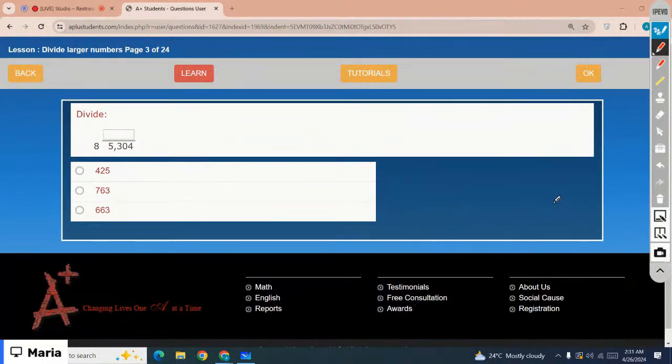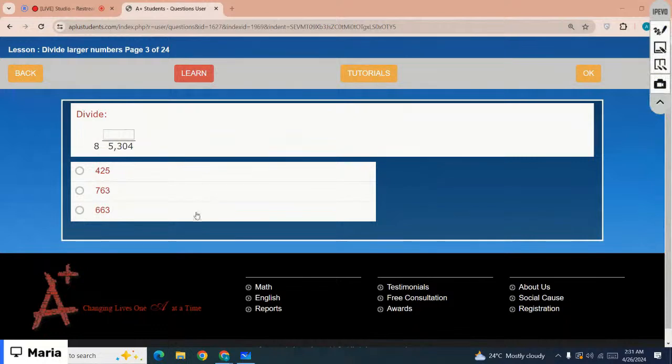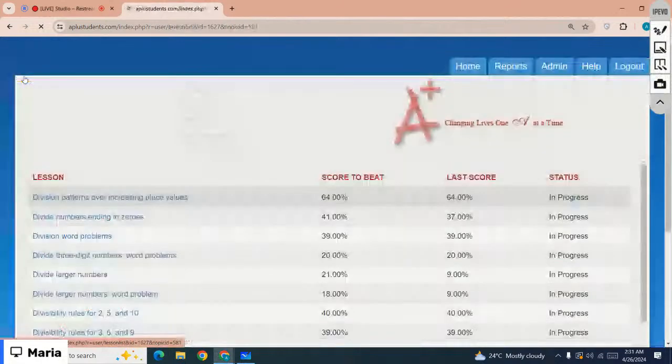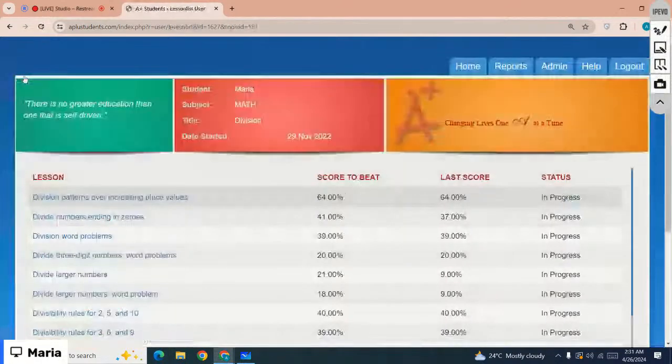Okay, you can complete the lesson by yourself later today. Let me just move on to the next lesson. I already know how to solve, right? These are the practice questions you guys are supposed to do. Okay, the next one is divide larger numbers word problems. You can solve problems on your own. The next one is divisibility rules for 2, 5 and 10. Let's just start with the next lesson.